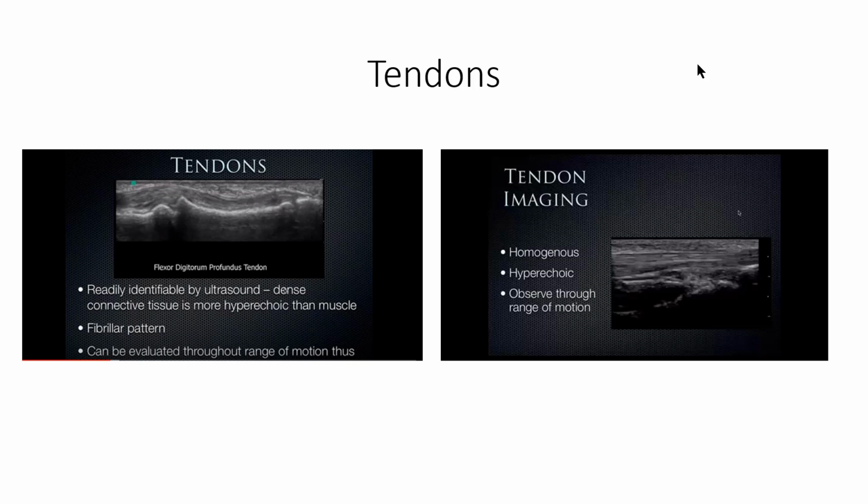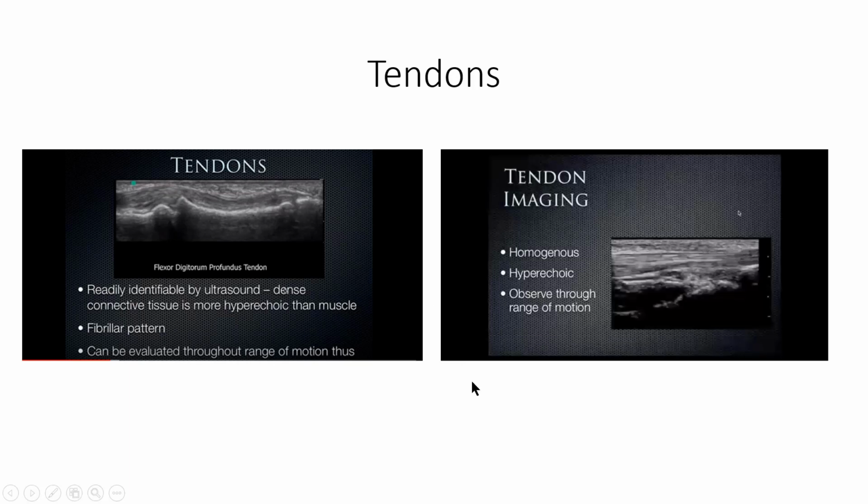If you put the probe on the tendon, you're going to be able to see these linear fibrillations, but because they're more dense, they're going to be a little bit more prominent than muscle. And so you can see these tendons here, but also you can observe them through the range of motion using one of the techniques that we mentioned previously. You can see those fibrillations moving back and forth as the muscular tendinous unit is moved.